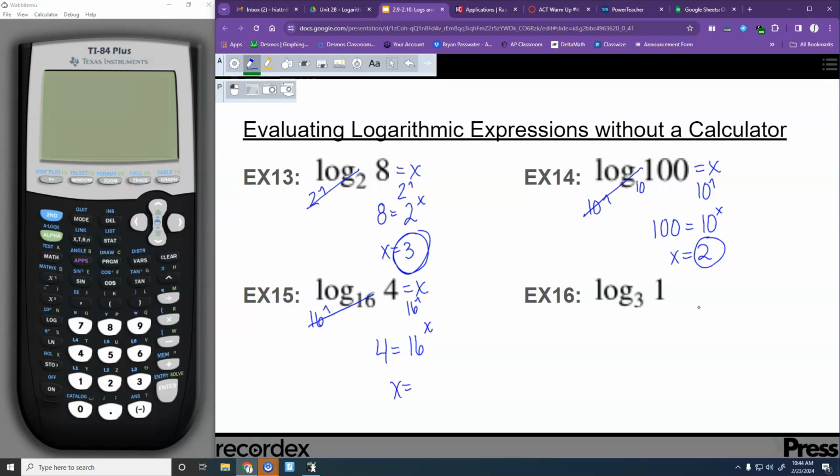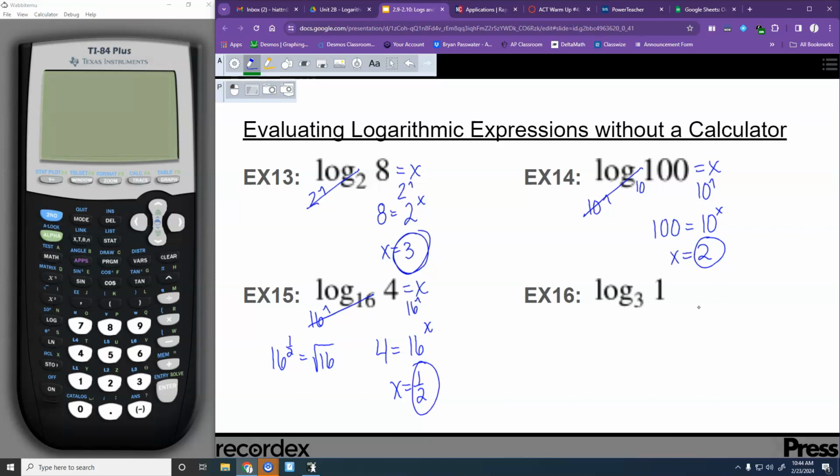Because 16 to the 1/2, fractional exponents, what do we use for those? Roots, right? And so this would be the square root of 16, and square root of 16 is 4. Because it's 16 to the power, not 16 times that x, in which case it would be 1/4. So that one's a little tricky.